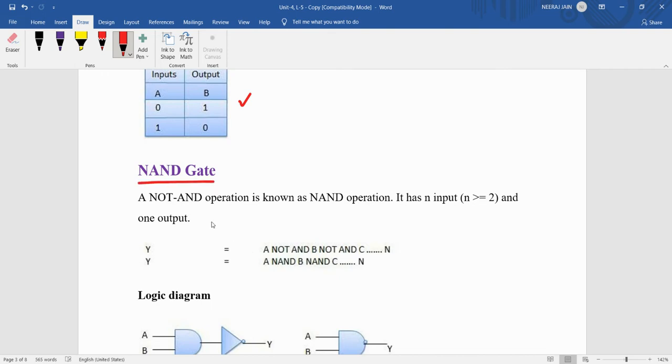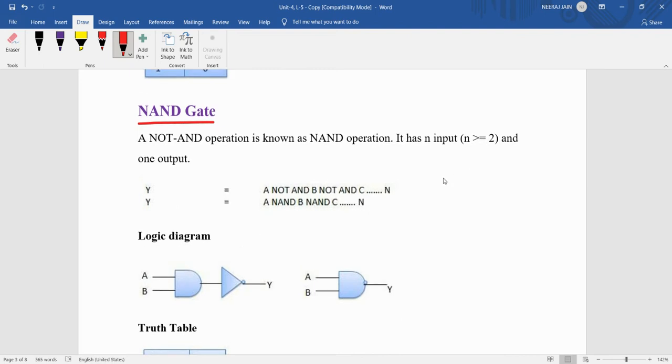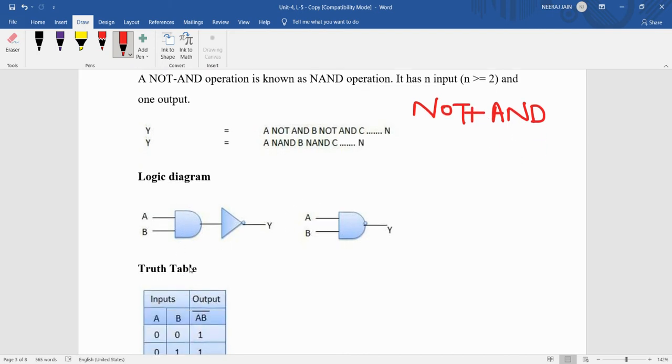Now what is the meaning of NAND? The next gate is the NAND gate. NAND means NOT AND. Means first we make the AND gate, then make the NOT gate. So now the logic diagram of this NAND gate will be like this.